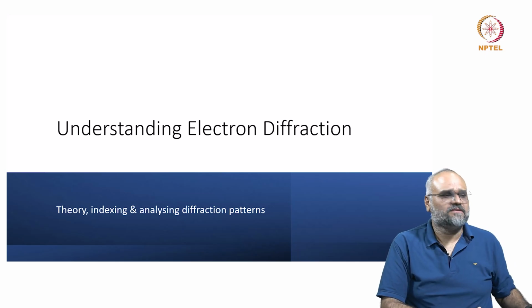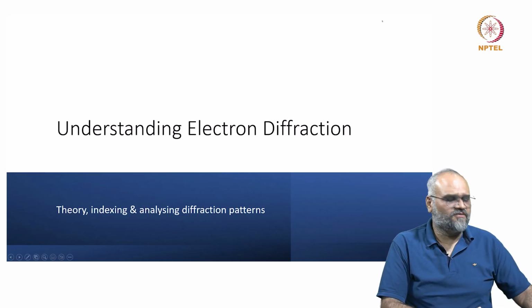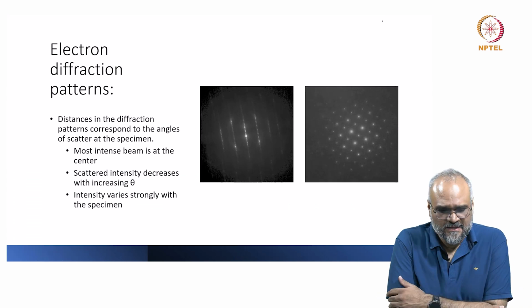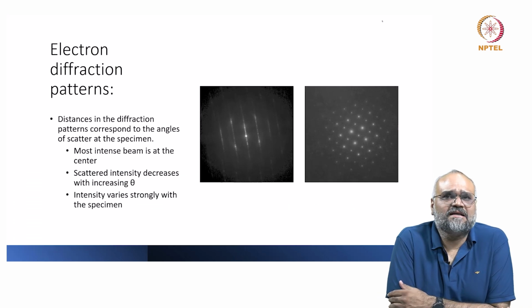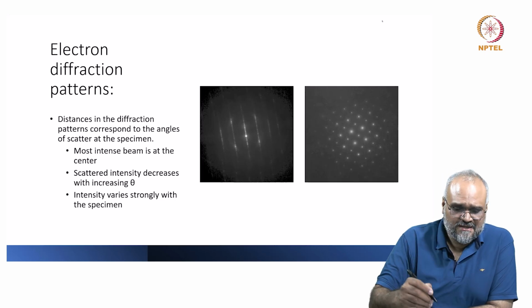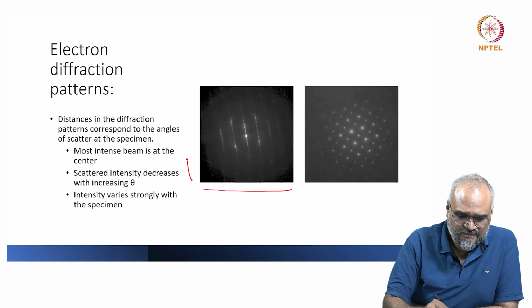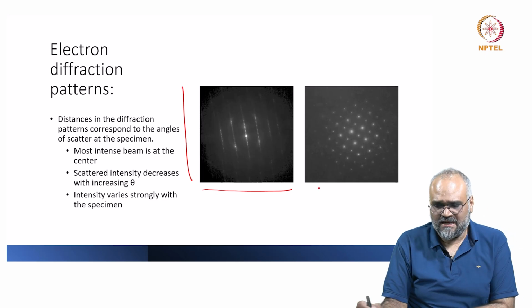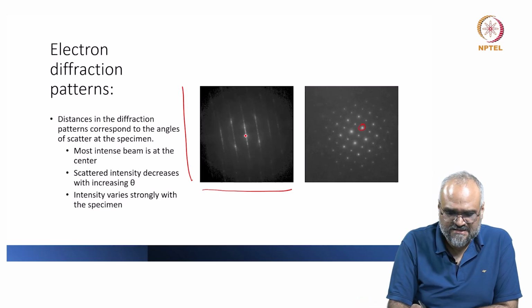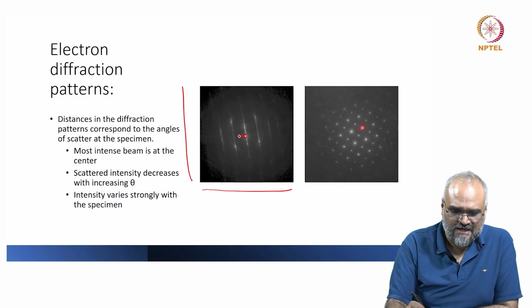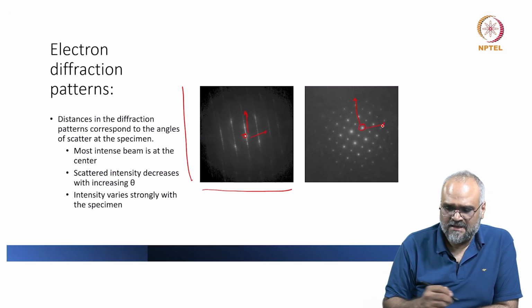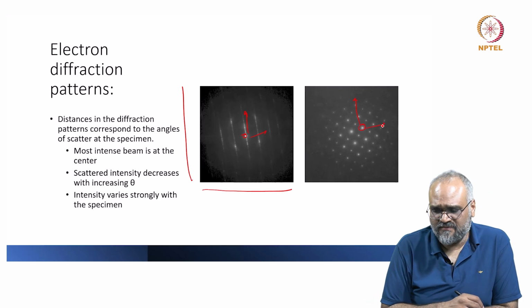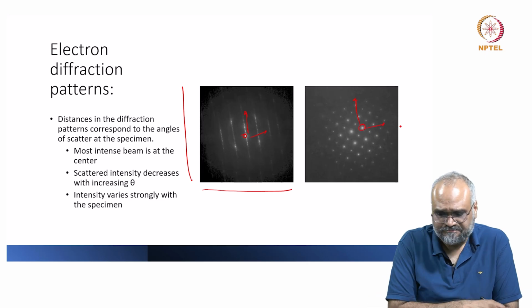So if I look at electron diffraction, this is an example of common diffraction patterns you see. As you can see, there is a two-dimensional distribution of intensity, and there is a very bright spot at the center. And if I look at the distances in both the directions, there is a drop off of intensity as I go farther away.